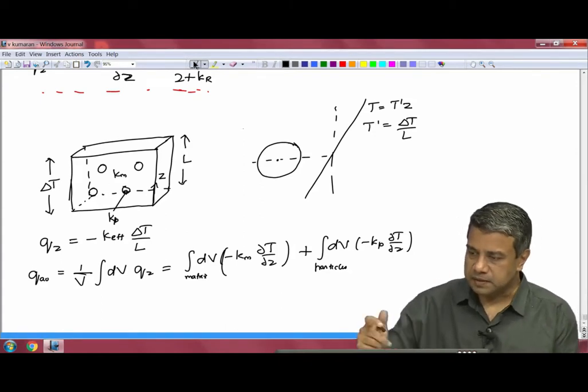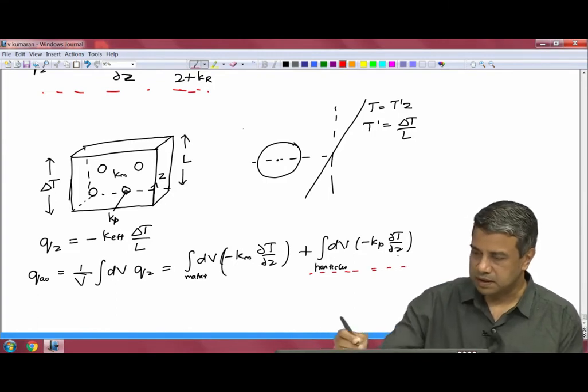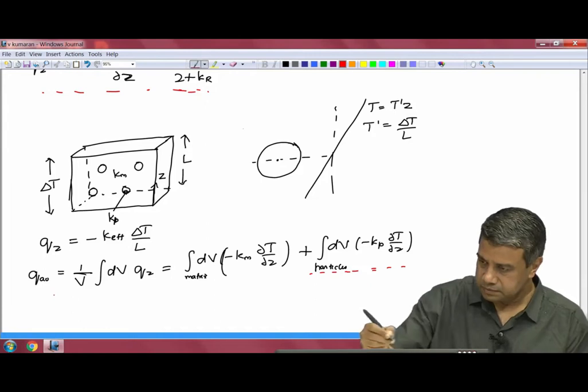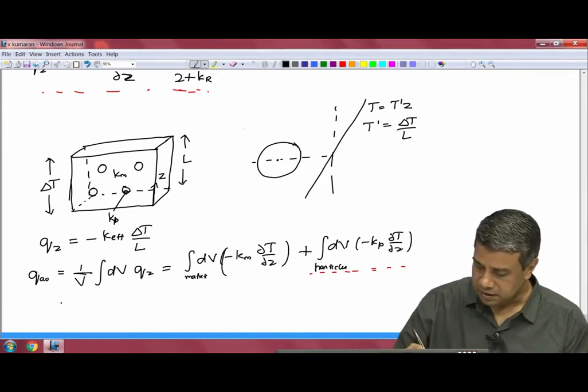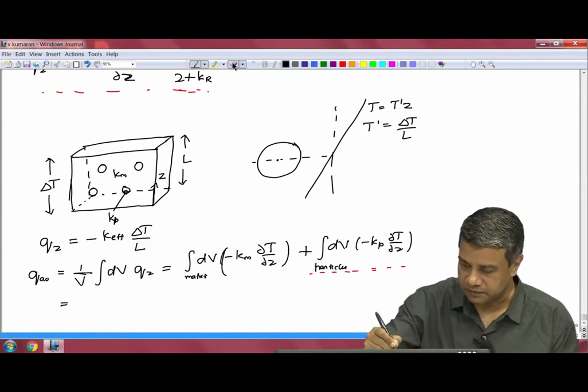Now, the second term here I can rewrite slightly. I will write it as the sum of two parts. I am sorry, there should be a 1 over V outside everywhere.